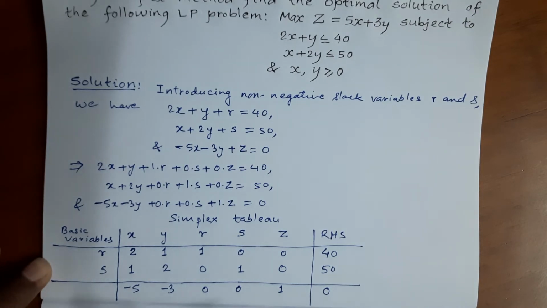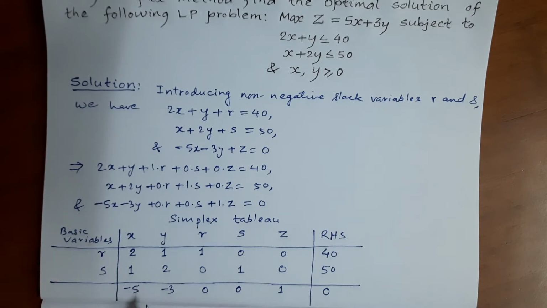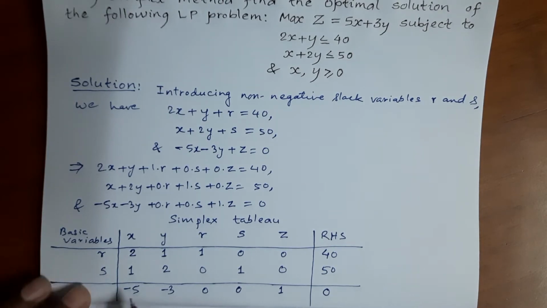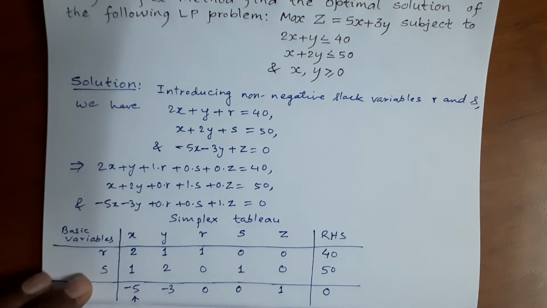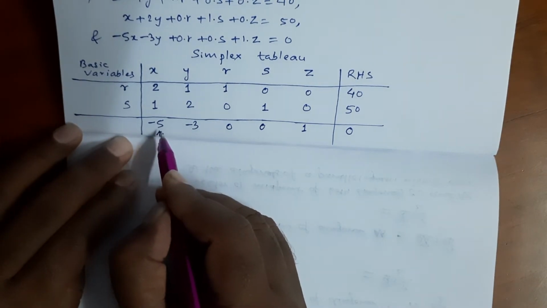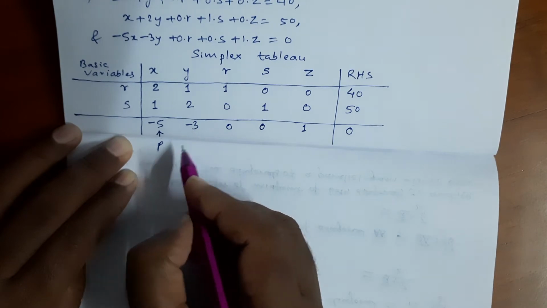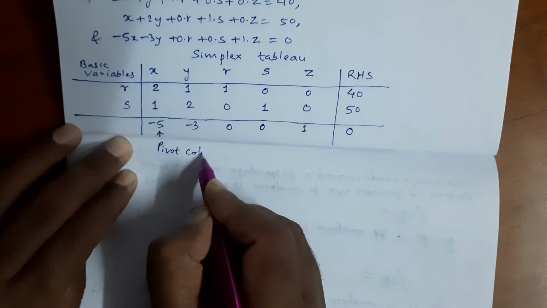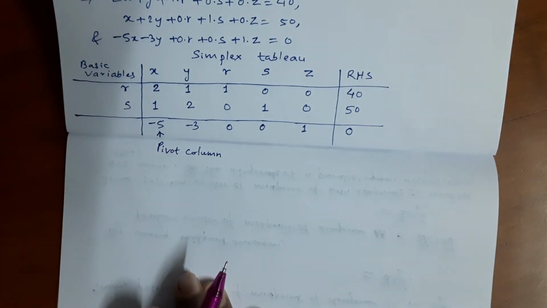Which one is more negative in the bottom row? That column will be the pivot column. Here minus 5 is more negative in comparison to minus 3, so this is the pivot column. The column in which the element in the bottom row is most negative is known as the pivot column.